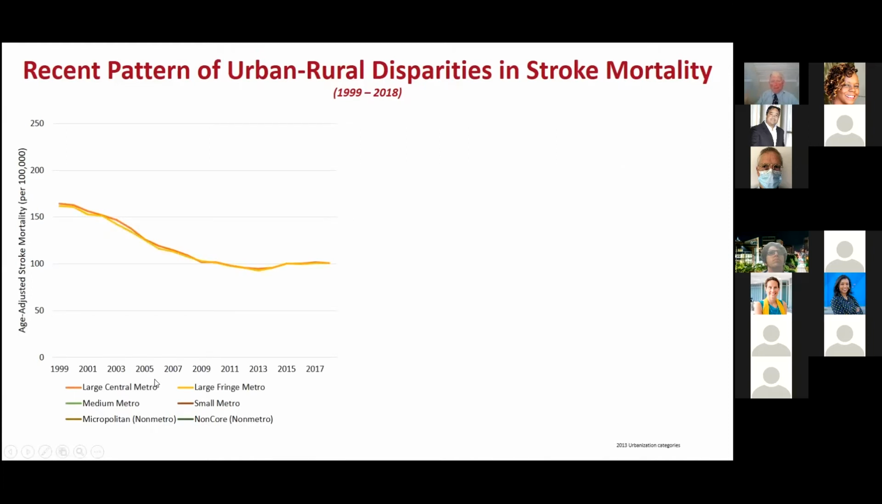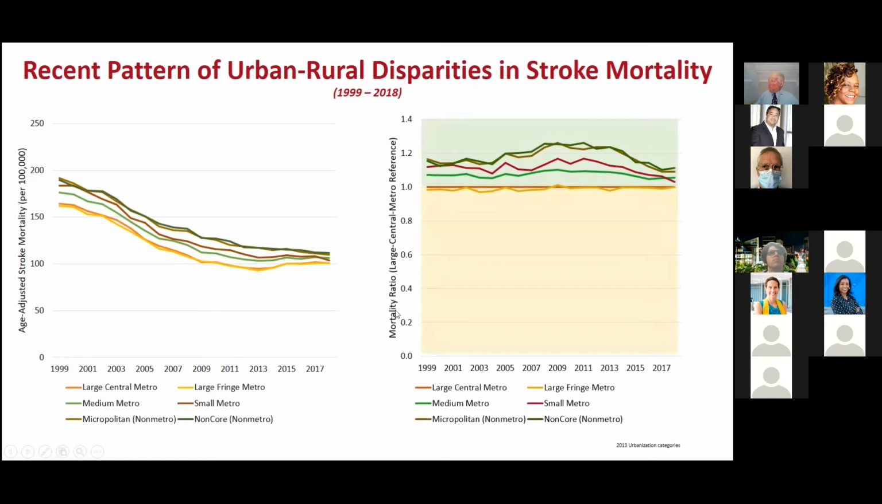You're coming up with exactly the same stroke mortality. But when we move into the medium metro, you can begin to see this slightly higher risk of dying if you're in the medium metro, higher still if you're in a small metro, higher still if you're in a micropolitan, and about the same if you're in a non-core. So if you look at the mortality ratios, this is compared to the large central metro. You can see that in the more rural areas, we started with about a 16 or 18% excess risk of dying from a stroke if you're in a rural area.